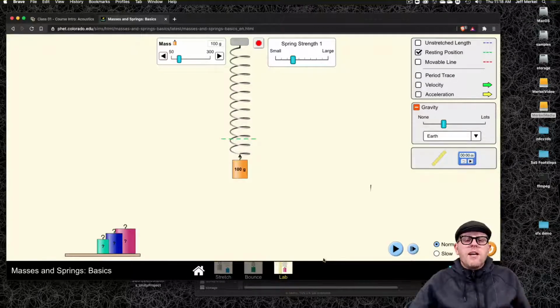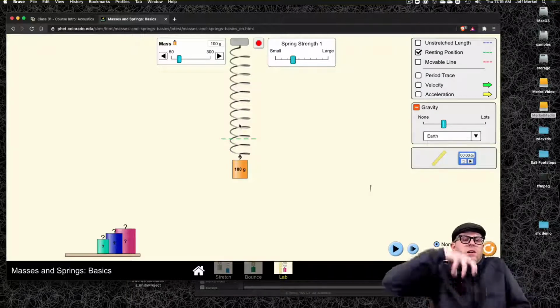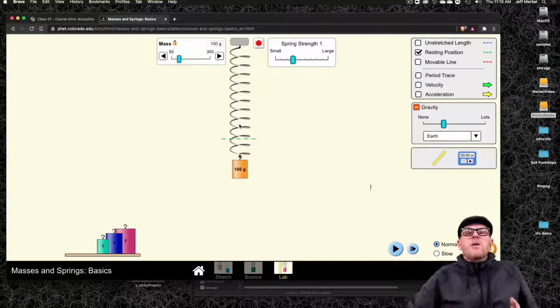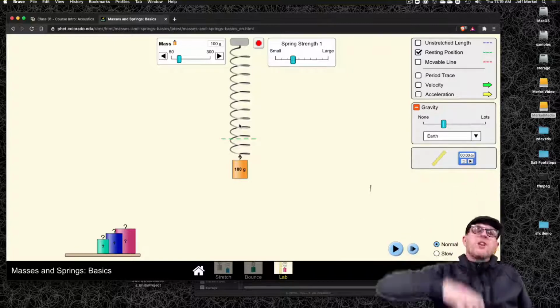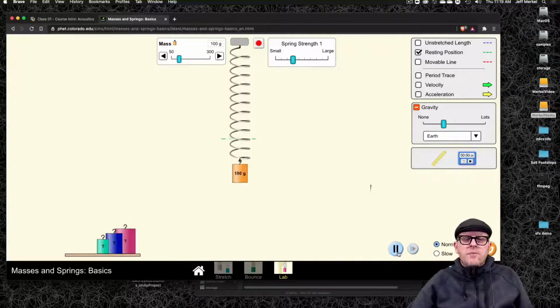And now at this point, the stretch of the spring is greater than the pull of the downward force of the earth, and it's going to want to pull it back up. And the result is it goes back and forth here, and it creates this kind of hypnotic thing.